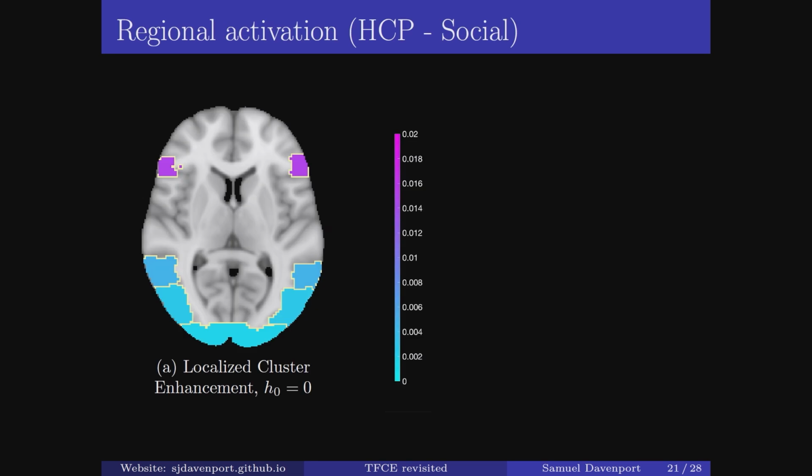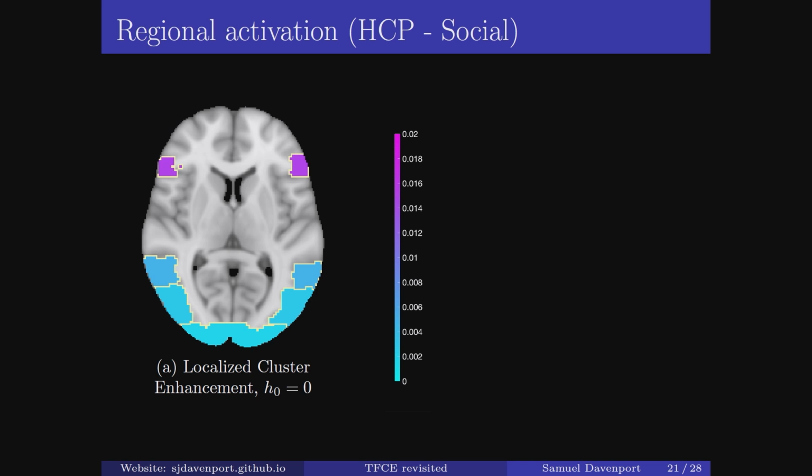Here's an example where we look at 20 subjects from the HCP. This is one of the social contrasts. If we apply this approach with the threshold H0 equals 0, then we find the following regions of activation, which are significant. This means that within each one of these given regions, we can say there is some activation, which is a much more local statement than TFCE would give.